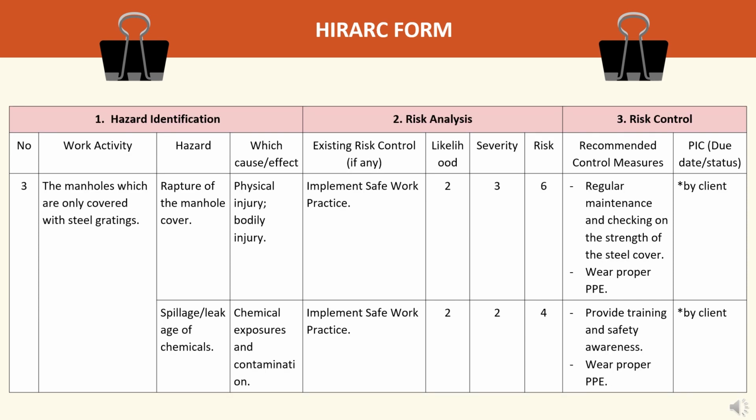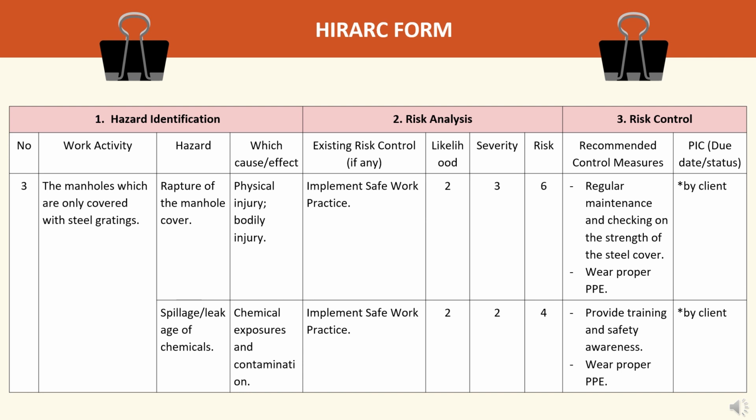The third work activity is the manhole, which is only covered with steel gratings. The first hazard identified is the rupture of a manhole cover, which can cause physical or bodily injury. The second hazard identified is spillage or leakage of chemicals, which can cause chemical exposure or contamination. The existing risk control for both hazards is implementing safe work practice. The risk for the first hazard is 6, which is considered medium, and the second hazard is 4, which is considered low risk.